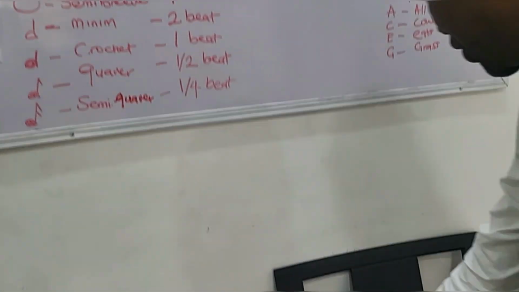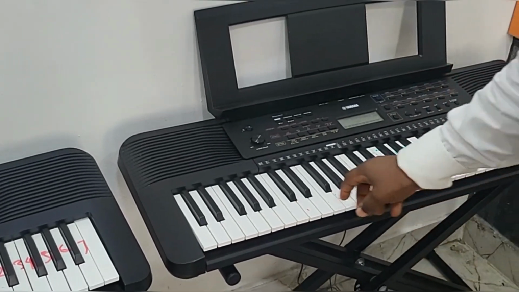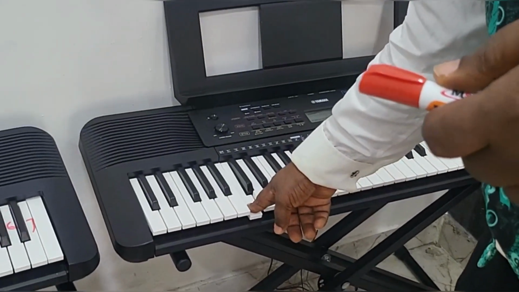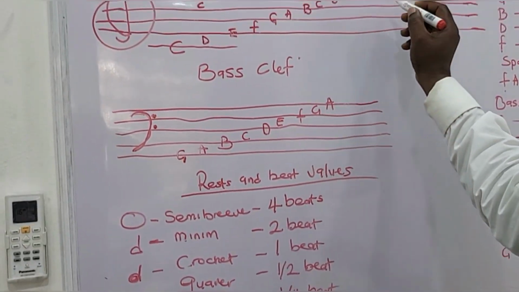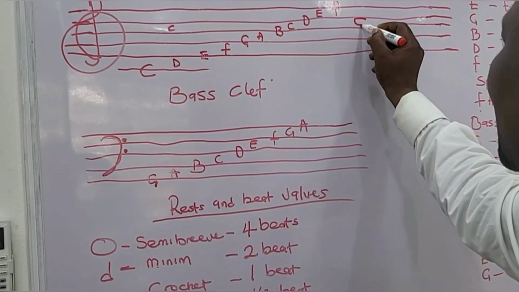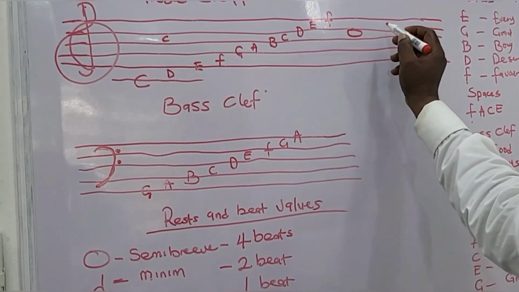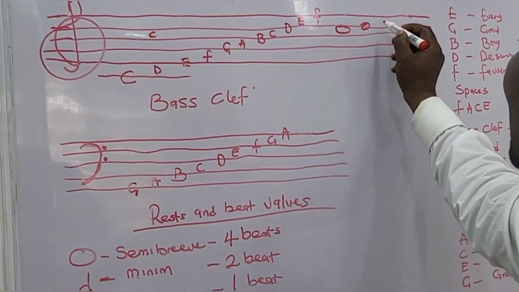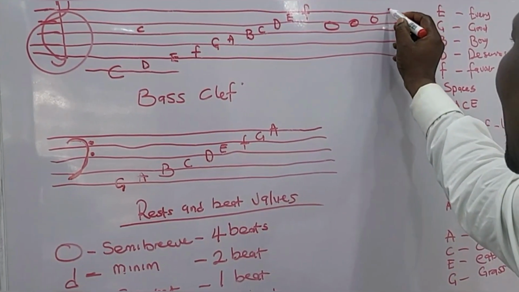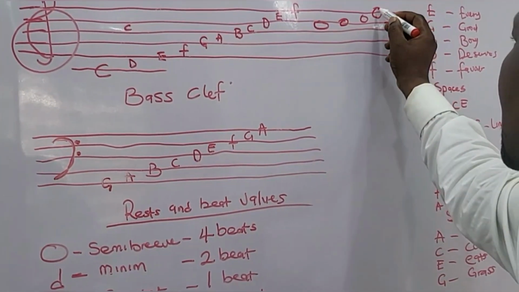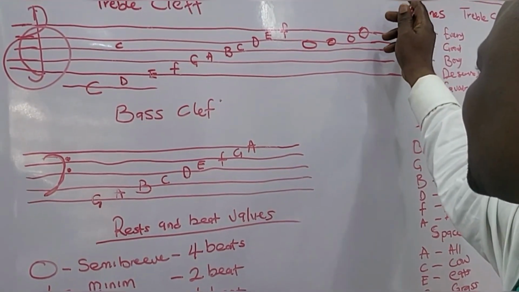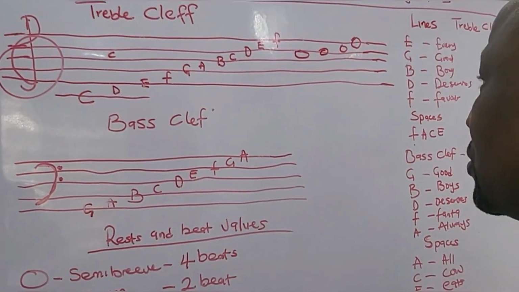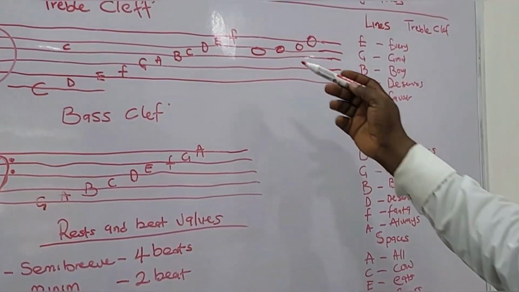Let's say I'm on the key of C major. If I have any music, let's say I see a semibreve. They put a semibreve here, and a semibreve here, and a semibreve here, and a semibreve here. In the next class, I'll be teaching on ledger lines. I don't want to meddle into that today. So let me quickly play these notes for you.